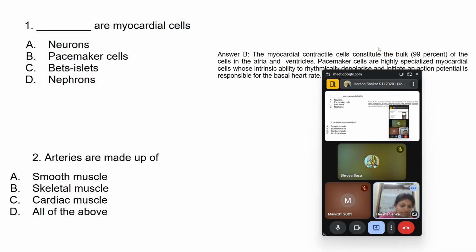Arteries are made up of dash. Simple question. Arteries, veins, everything are made up of dash. Which type of muscle? Good. They are made up of smooth muscle.